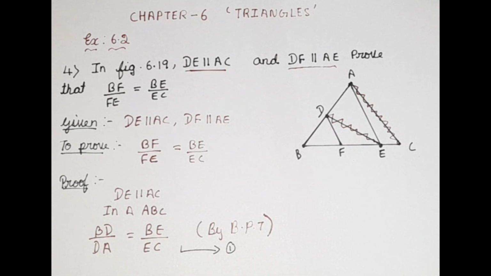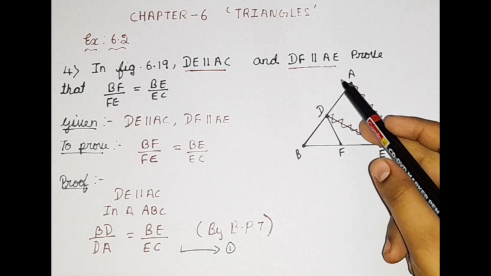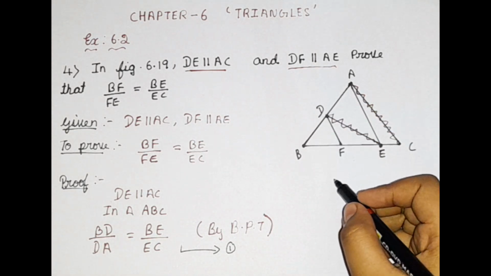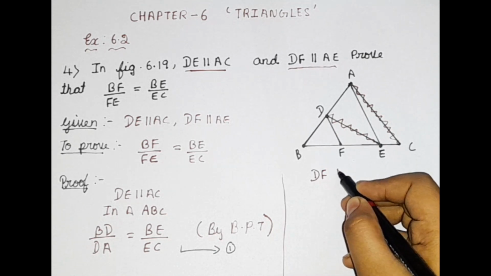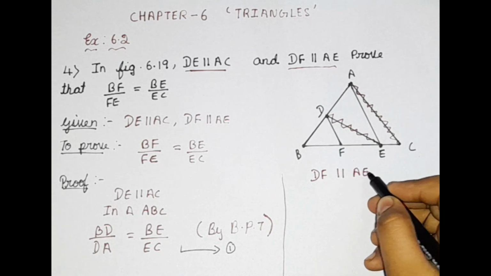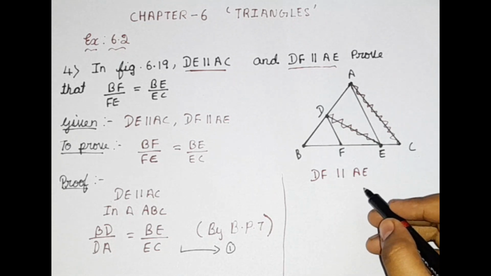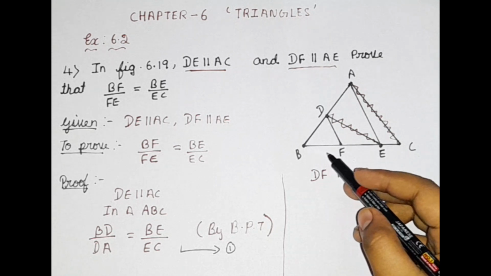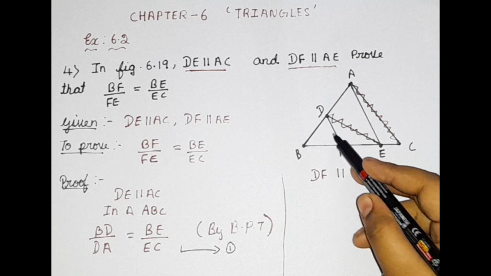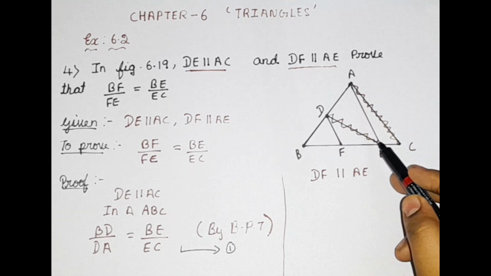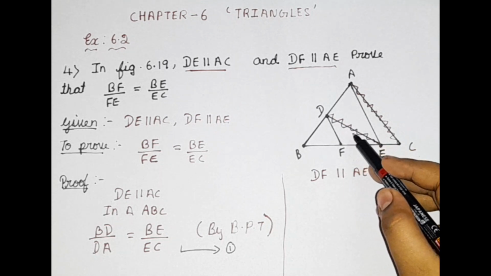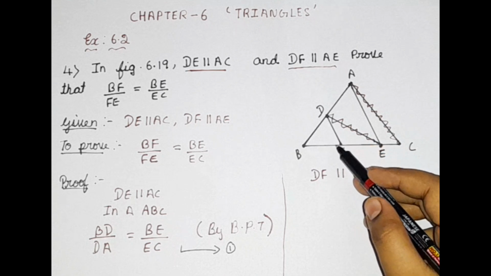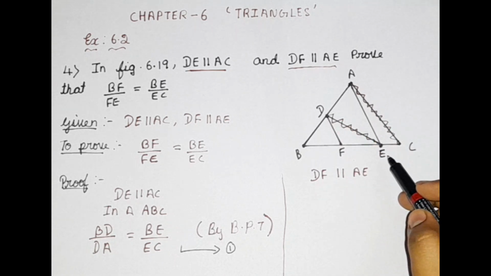Okay, so now we can take the second condition. The second condition is DF is parallel to AE. Let me write it here. So DF is parallel to AE. Where do DF and AE lie? Where is that DF? DF is here, it is in black line. I just drew this red color over here for your understanding. So now no need to focus on the red color, you can just focus on the black one. DF is here and AE is right over here.